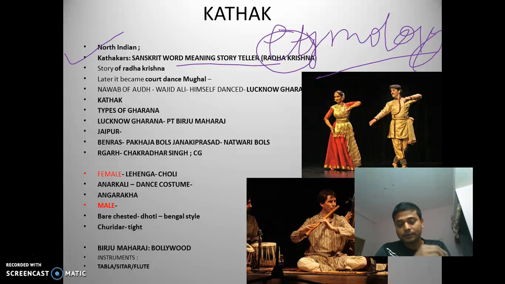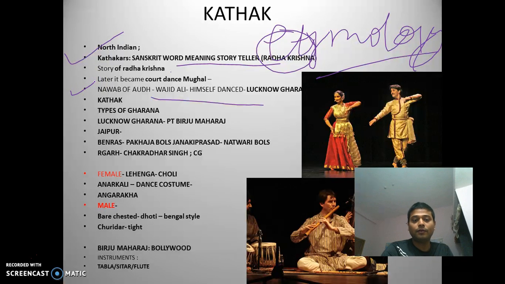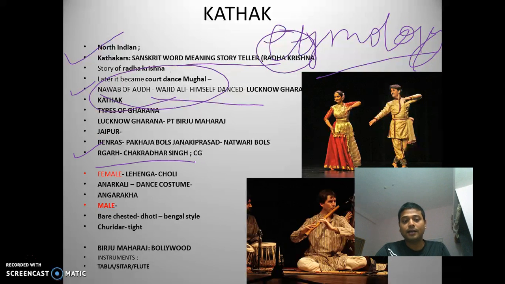Now important exponents of Kathak include the Nawab of Awadh, Wajid Ali. He himself was a Kathak dancer and he belongs to the Lucknow Gharana. The keyword is Gharana. We have 3 types of Gharanas: Lucknow, Jaipur and Banaras. Apart from that, there are other minor Gharanas which include Raigad Gharana in Chhattisgarh, and the exponent was Chakradhar Singh. He himself was also a king and he performed Kathak dance.